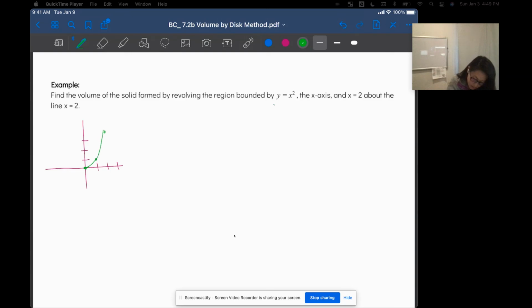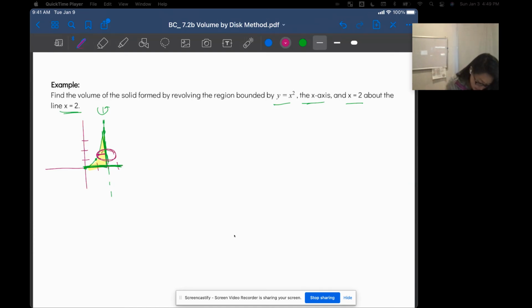Okay, so I get y equals x squared, the x-axis, that would be right here. x equals 2, which is right here. And then we're going to revolve around x equals 2. So I'm looking at this yellow region. Our line of rotation is vertical, so I need to draw a horizontal radius. I would like to draw in a little circle to help me see the rotation that's happening.